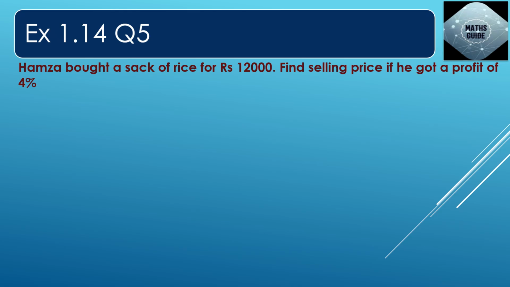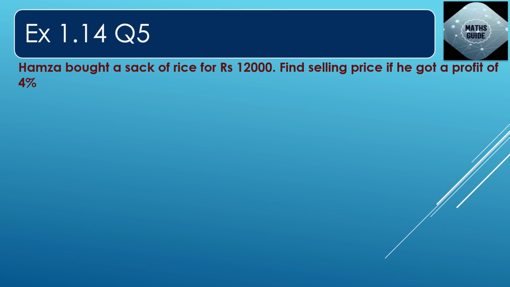Now exercise 1.14, question number 5. Hamza bought a sack of rice for rupees 12,000. Find selling price if he got a profit of 4%. You can understand it with the concept that Hamza is a shopkeeper, and in a shop he bought a sack of rice for rupees 12,000 to sell it. When he sold it, he got a profit of 4%. It means the selling price must be greater than the cost price.